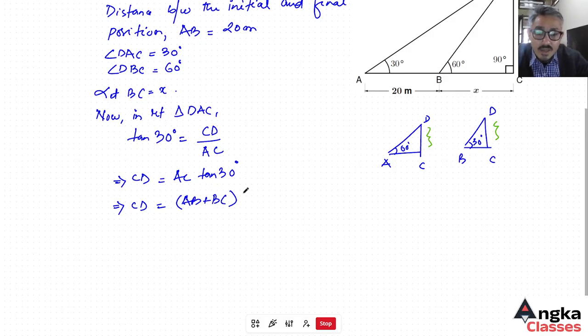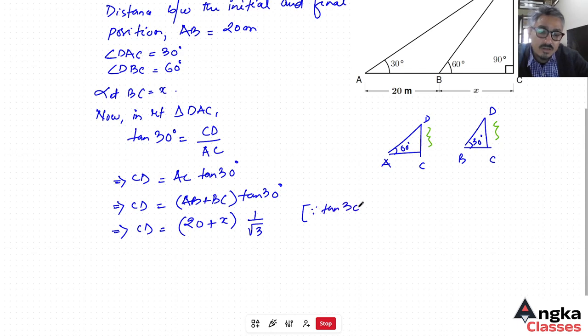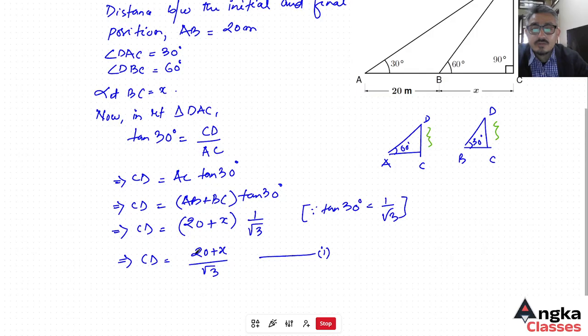Now CD is equal to AB plus BC, where AB is 20 and BC is x, and tan 30 degrees is 1 by root 3. So CD is equal to 20 plus x upon root 3. We'll call this equation 1.